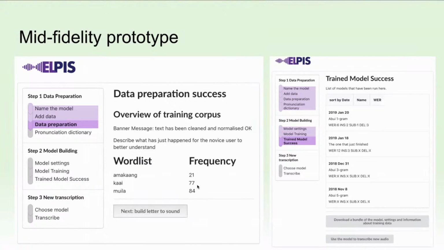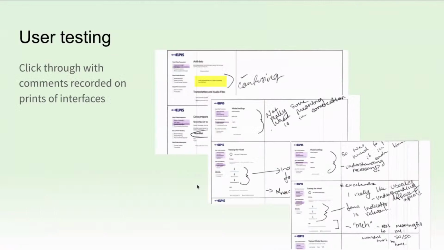We went to a mid-fidelity prototype, so this was a clickable interface. It didn't do any actual speech recognition training, but it accepted data and it stepped through the stages. So again, this gave us a point by which we could check back with the users to see if we were still on track. Much of what is now in production is derived from this mid-fidelity prototype.